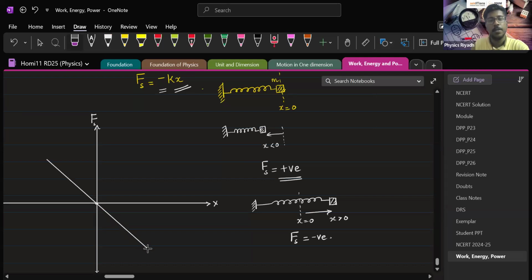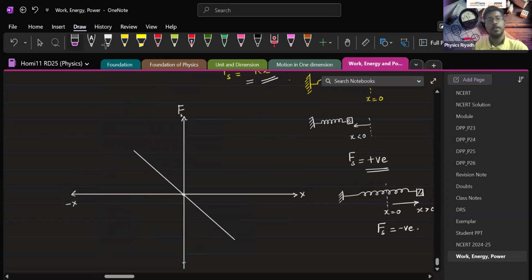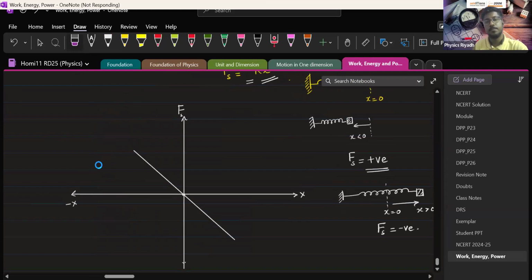Yes, the graph will be looking like this. So we are assuming that this is the initial position. Initial position is negative.